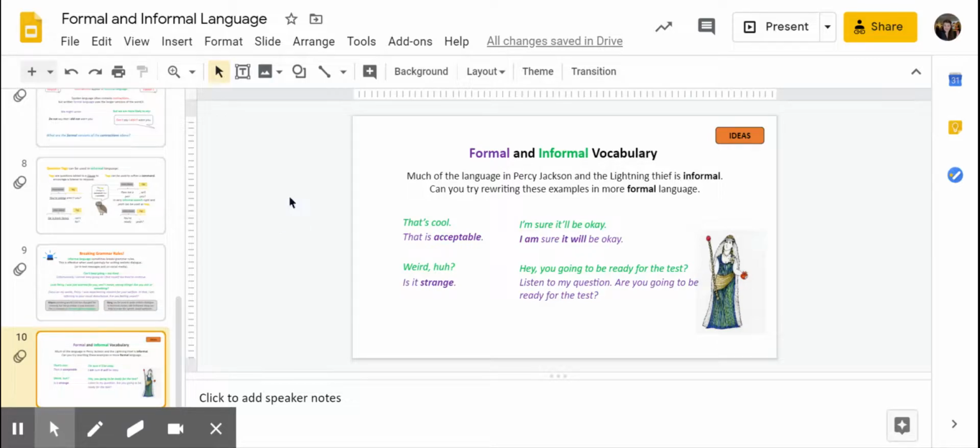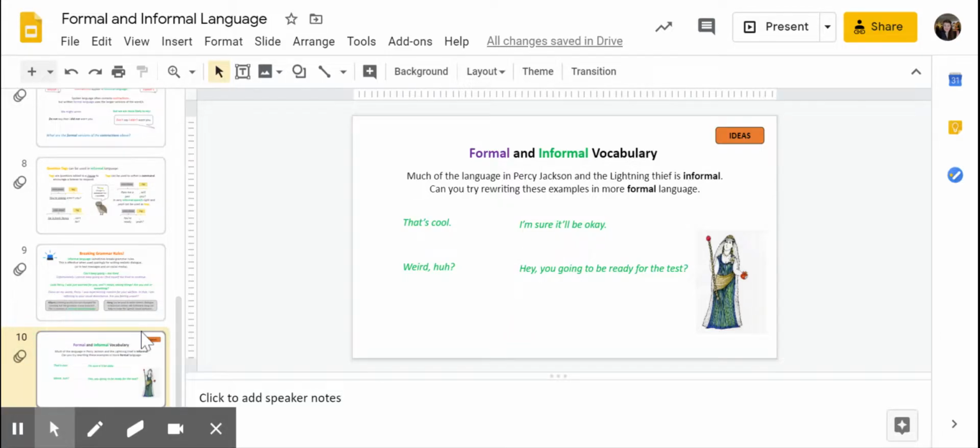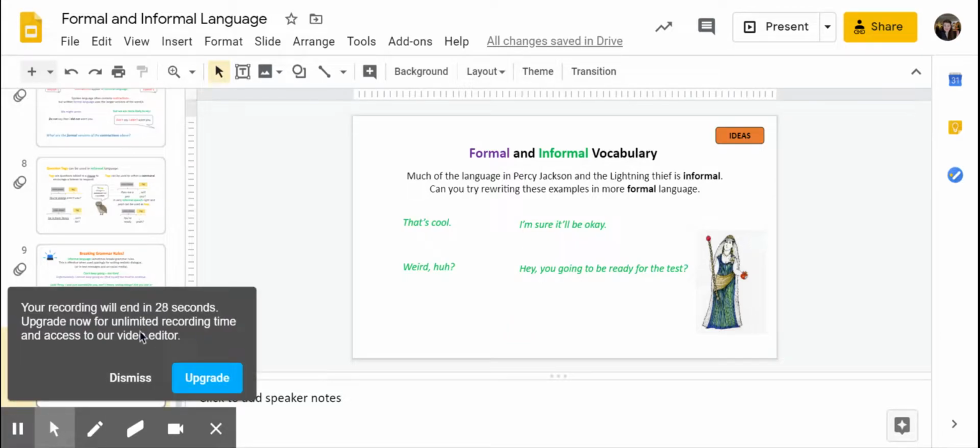All right, so formal and informal vocabulary in Percy Jackson. Much of the language in Percy Jackson, much of the dialogue, is informal. I'd like you to have a look at these examples of informal sentences and see if, just by speaking them aloud, you can change them into more formal language.